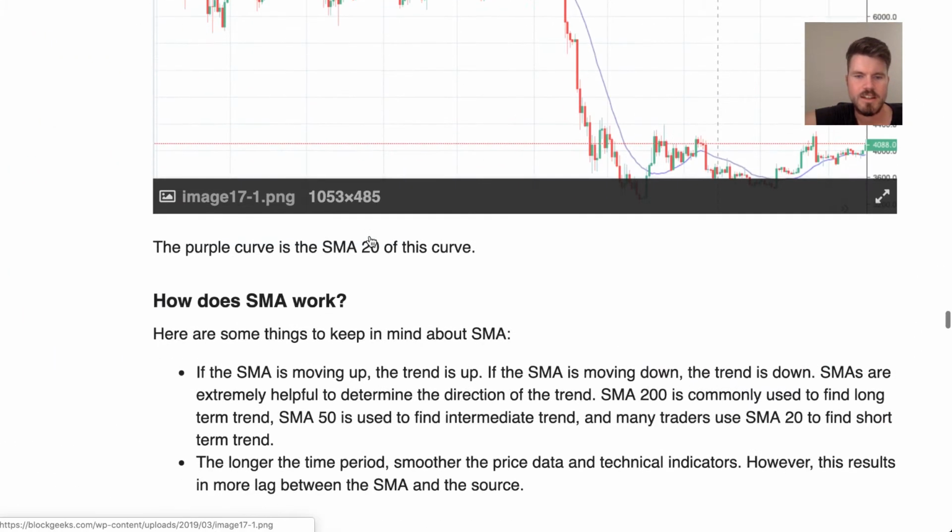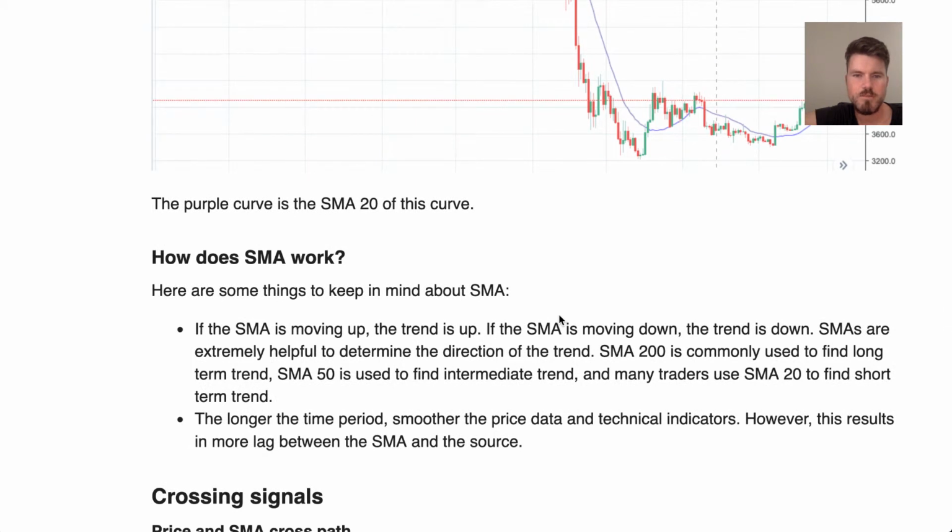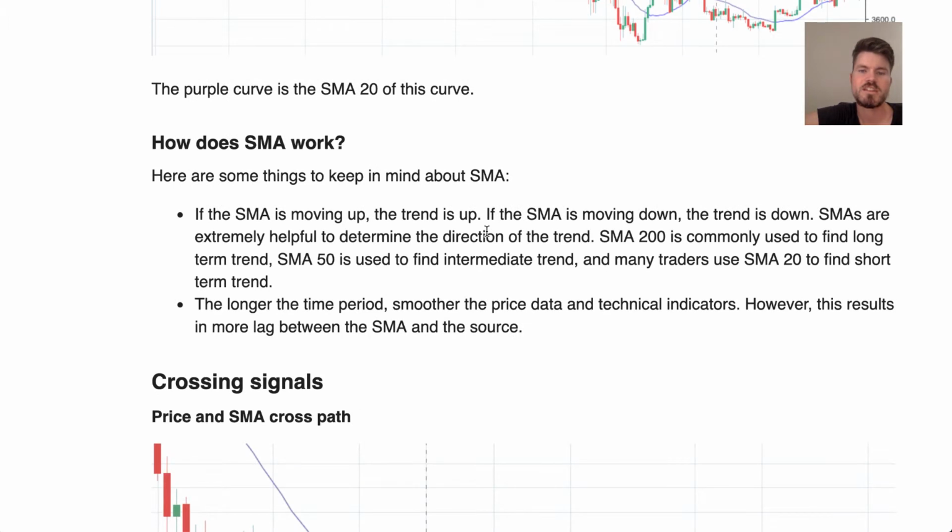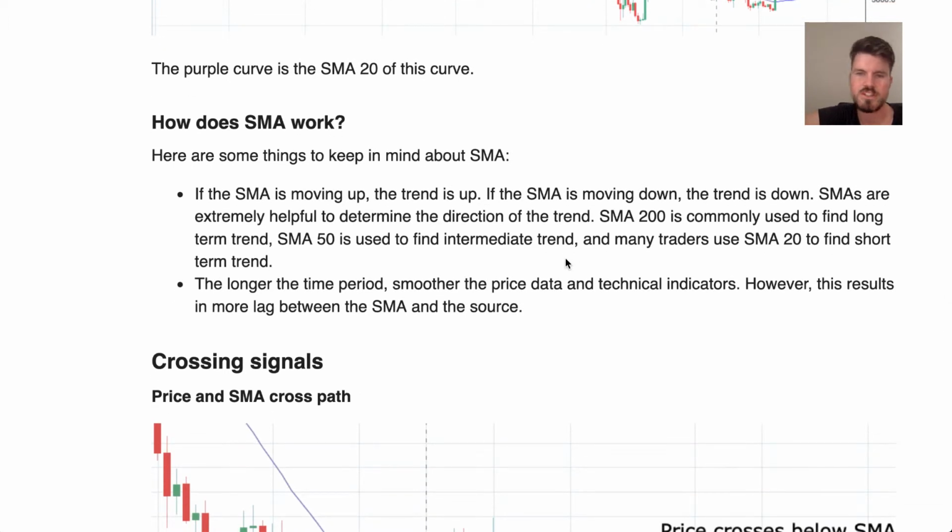All right. Now, how does an SMA work? If the simple moving average is moving up, then the trend is going up and it's bullish. If the SMA is moving down, then the trend is going down. SMAs are extremely helpful in determining the direction of the trend. The SMA 200 is commonly used to find long-term trends, the SMA 50 is used to find intermediate trends, and very many traders use the SMA 20 to find short-term trends.